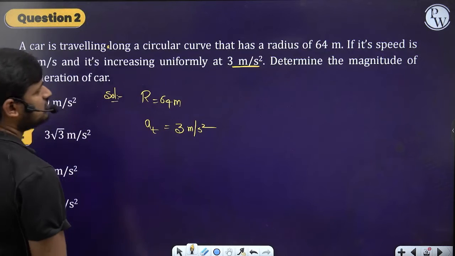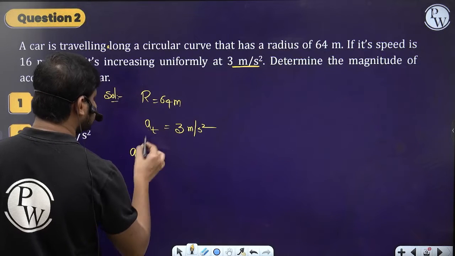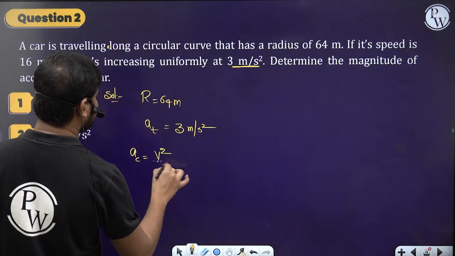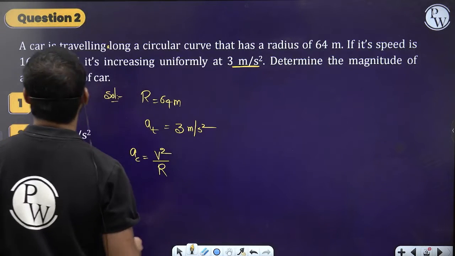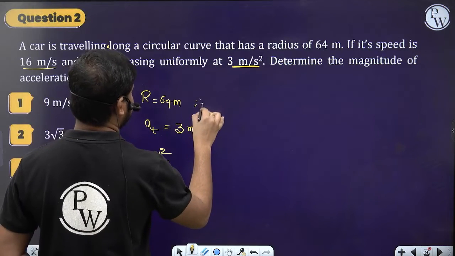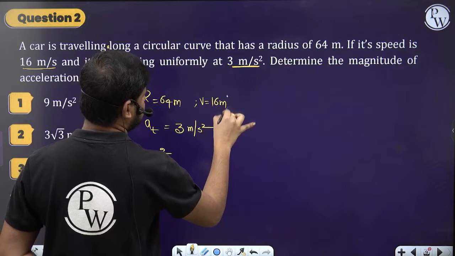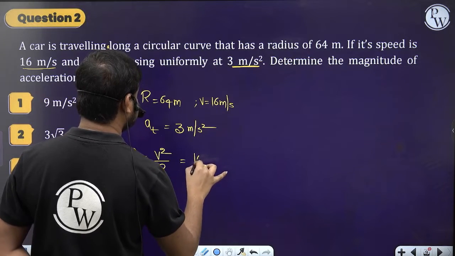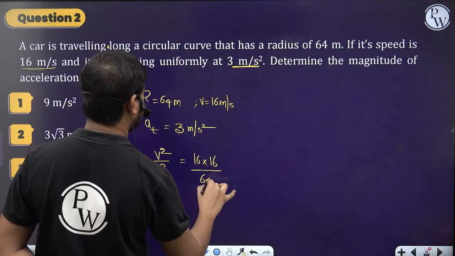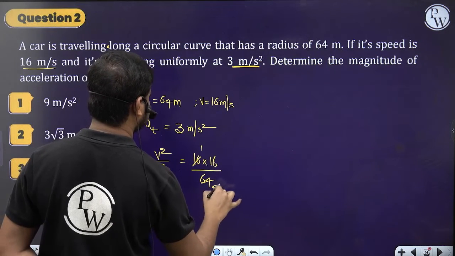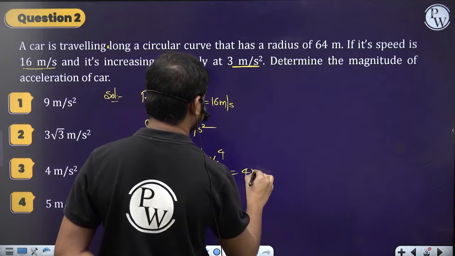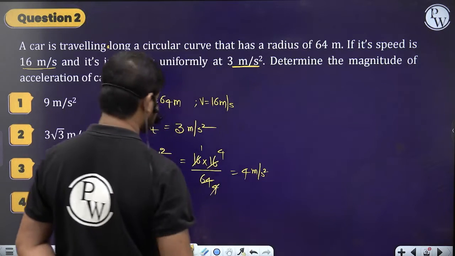Chalo. So now can we find what AC is? AT is given. Can we find AC? So it's v square by r, right? The velocity v is also given, I guess. So velocity v is 16 meter per second. Yes. So simply substitute the value now. This is 16 into 16 by r, which is 64. 16 ones are 16, fours are, right? So this is 4 meter per second square, the centripetal acceleration.